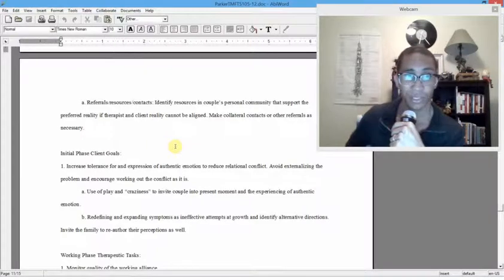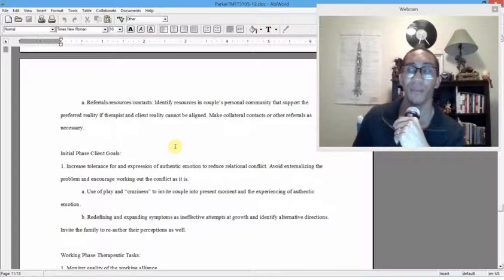Avoid externalizing the problem and encourage working out the conflict as it is. Okay, so here's where the big break with symbolic therapy and narrative therapy is. Michael White would prefer that people externalize their issues and then talk about them as if they were a monster that they need to attack.